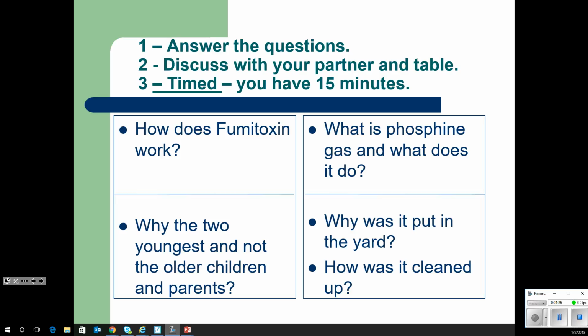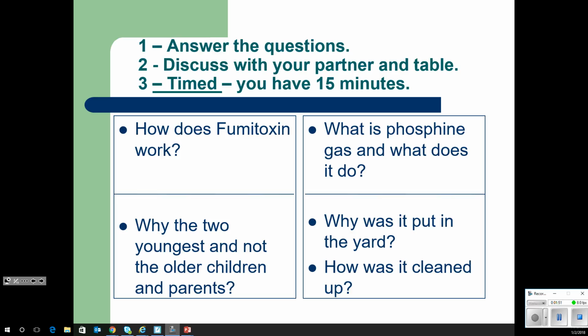Okay, so that leads into the next question. What is phosphine gas and what does it do? Somebody else. What is phosphine gas? It's a gas. What is it made of? It's phosphorus and hydrogen. It's PH3. Notice what family it's in. Okay, our nasty family, right? Nitrogen, explosion, arsenic, antimony, things that are poisonous.